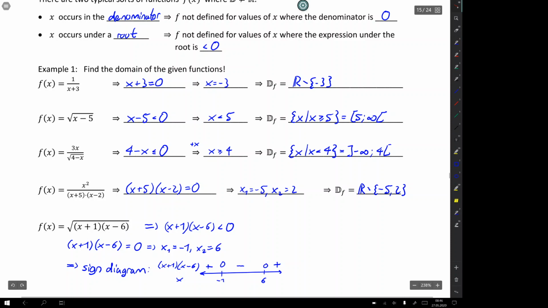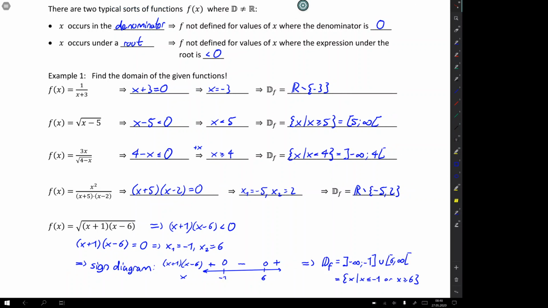So we found out this expression here, x plus 1 times x minus 6, is negative in this region from -1 to 6. And the function is defined wherever the expression is larger or equal to 0, which means when x is lower or equal to -1, or x is larger or equal to 6. Written in interval notation, this means the area -infinity to -1 including, united with the area 6 including until infinity.